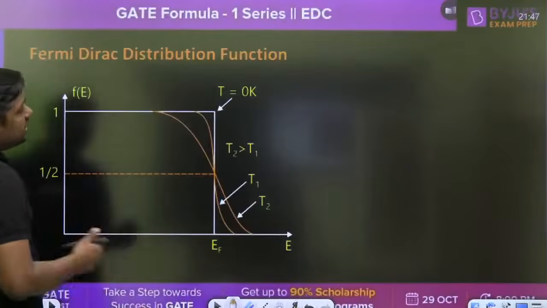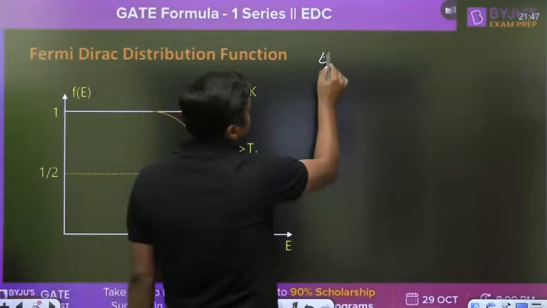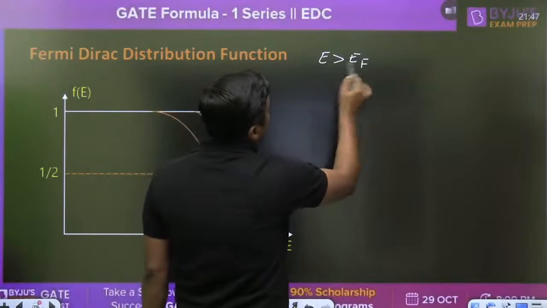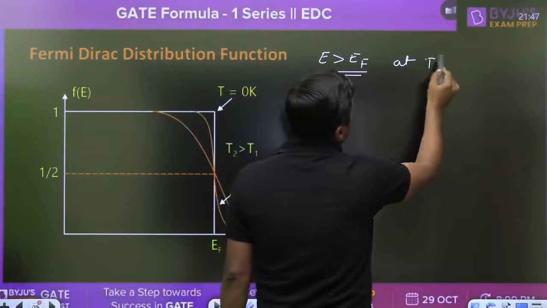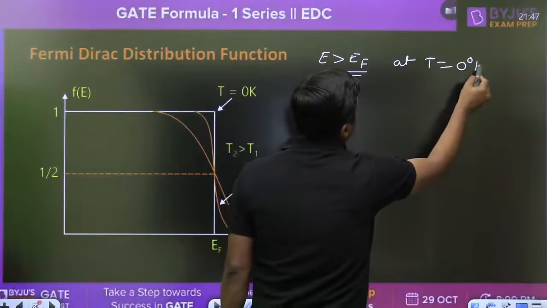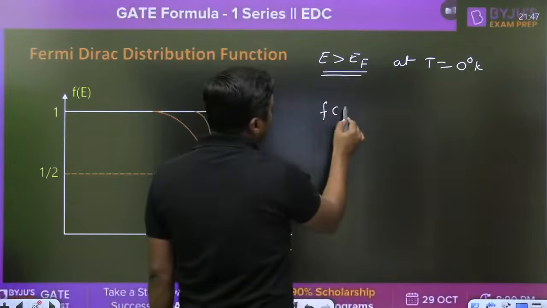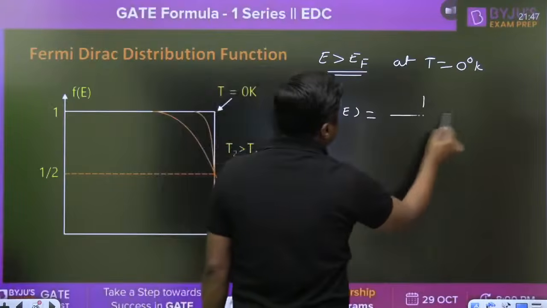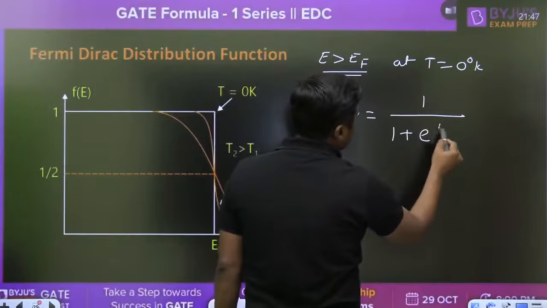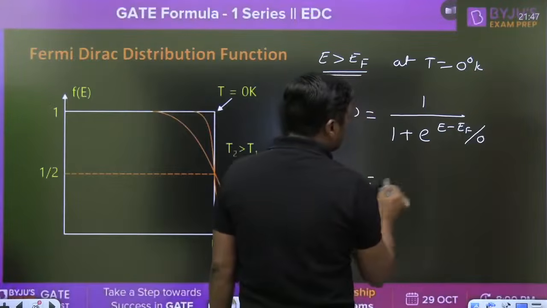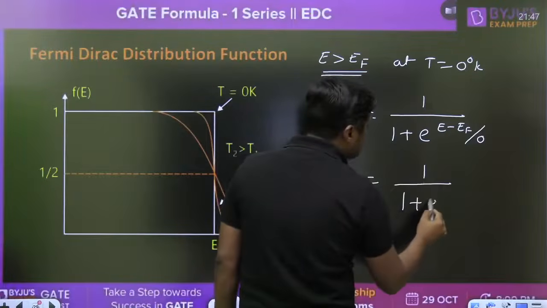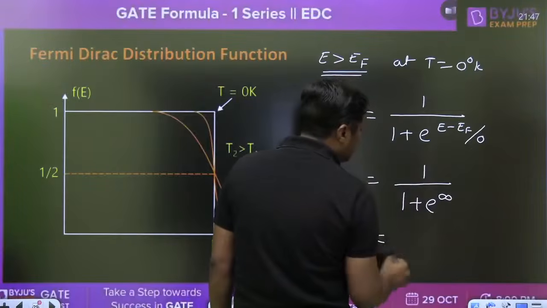Similarly, for E greater than EF, at 0 degree Kelvin, you can find the probability: E minus EF by 0. This will become 1 upon 1 plus e raised to power infinity, and that is nothing but 0.